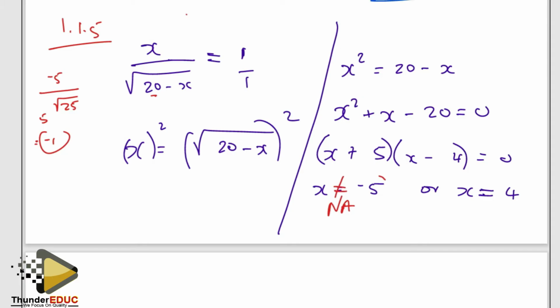Then let's try out 4. If I substitute a 4 there, I'll have the square root of 20 minus 4, which is 16. The square root of 16 is a 4. So that is 4 over 4, which is a 1. So this solution stands. So that is 1.1.5.